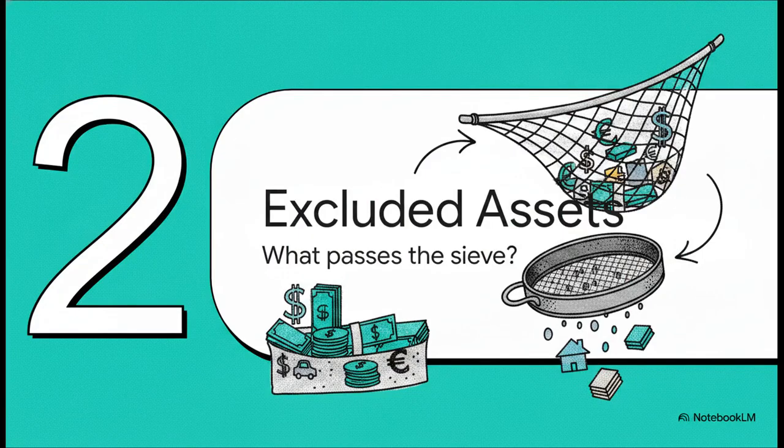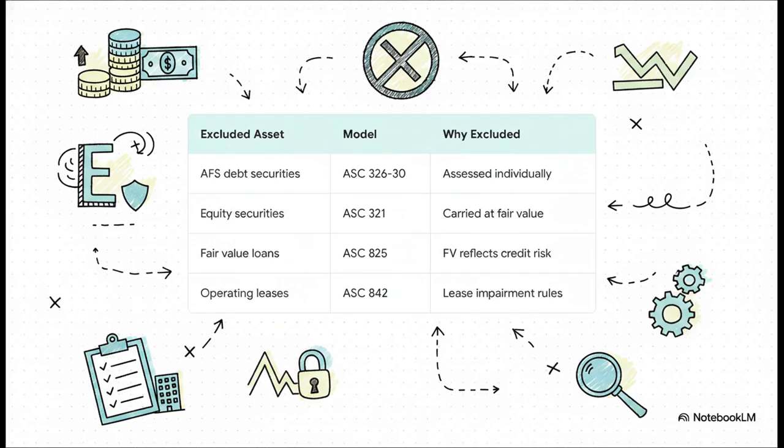Moving right along to Section 2, assets excluded from CECL. Let's see what actually passes right through the sieve. You can take a breath here because not everything has changed. Several major asset types are explicitly excluded from the CECL model, simply because they're already governed by perfectly good existing accounting models. For instance, available-for-sale, or AFS, debt securities, those fall under ASC 326-30 because they're assessed individually and their non-credit fair value changes go straight to other comprehensive income.